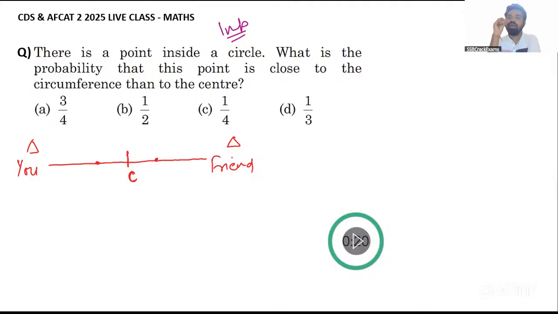Then tell me, when will you say that C is closer to your house? And when will you say that C is closer to your friend's house? In what situation will you say that? How do you know that your friend C is closer to your house? How will you know? Tell me. What is the concept you use? It is a real life thing that I am asking. How do you conclude that something is closer to your house or closer to your friend's house? How do you know? What is the idea?